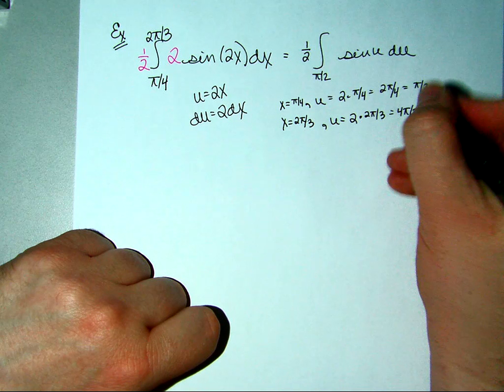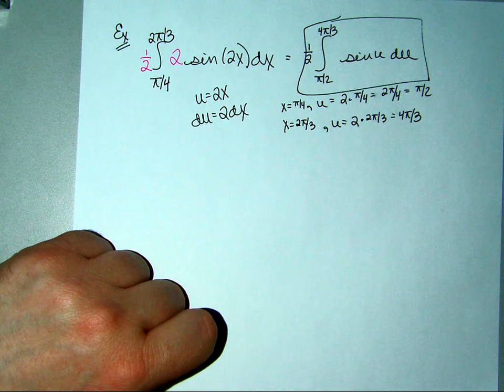Does this look okay for the rewriting stuff? 1/2 times the integral from pi over 2 to 4 pi over 3 of the sine of u du, I hope. The integral of sine u: cosine u or negative cosine u? Negative. Oh, good. Keep going.